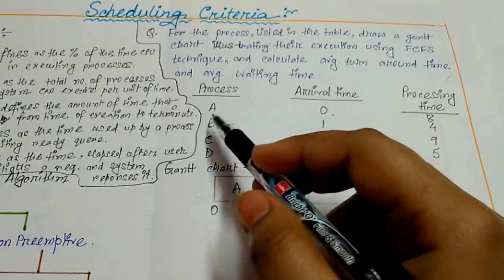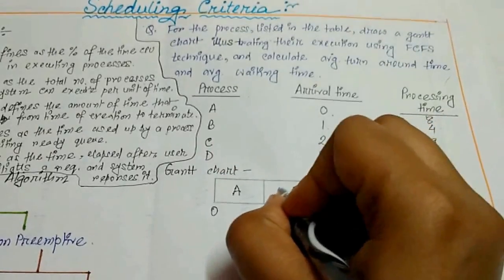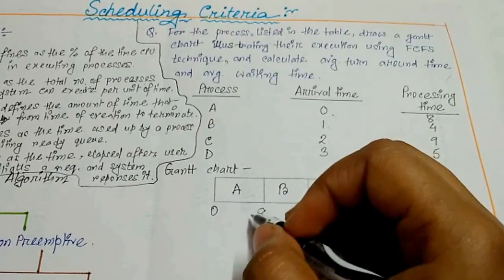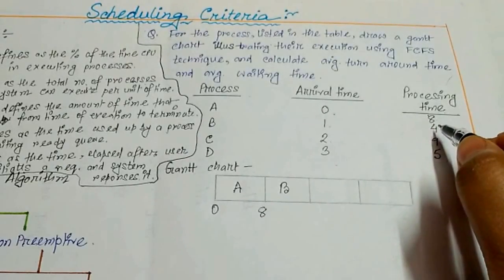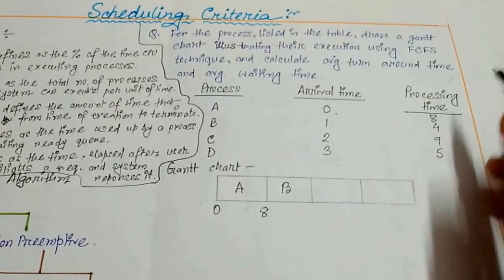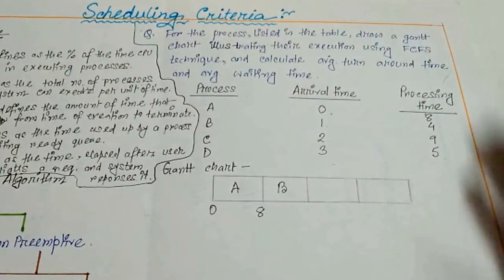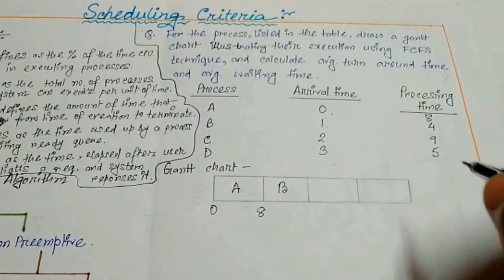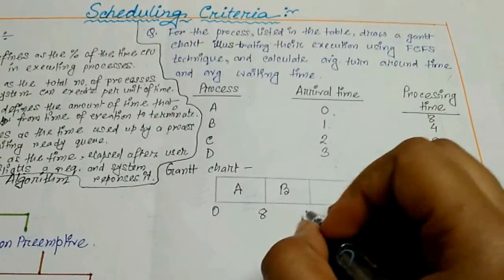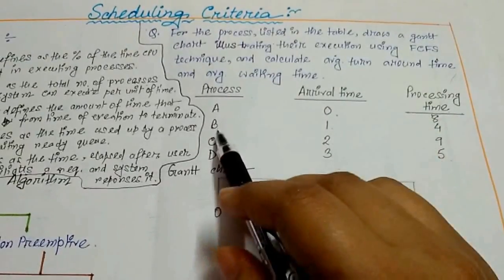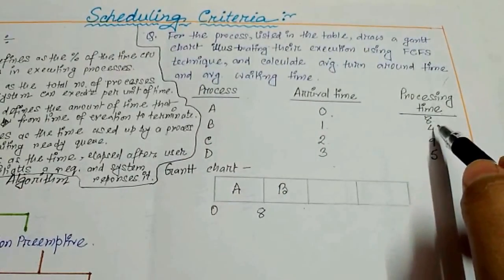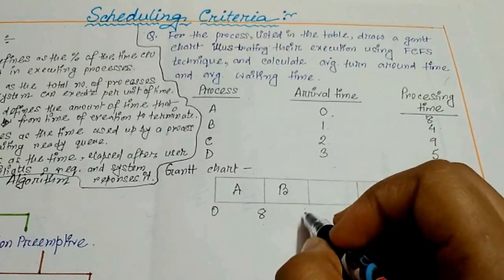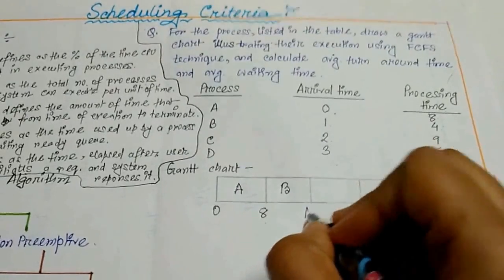Then process B has come. B has taken the processing time 4. We should go by adding the processing time from the previous and the present. B has process time 4, so we add 4 plus 8, which is 12.